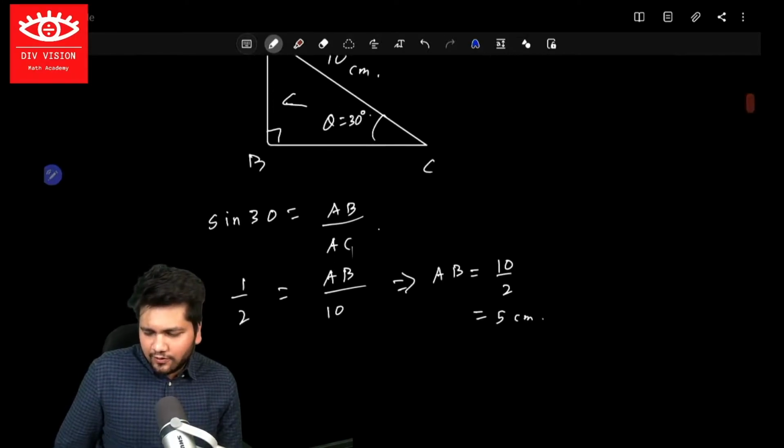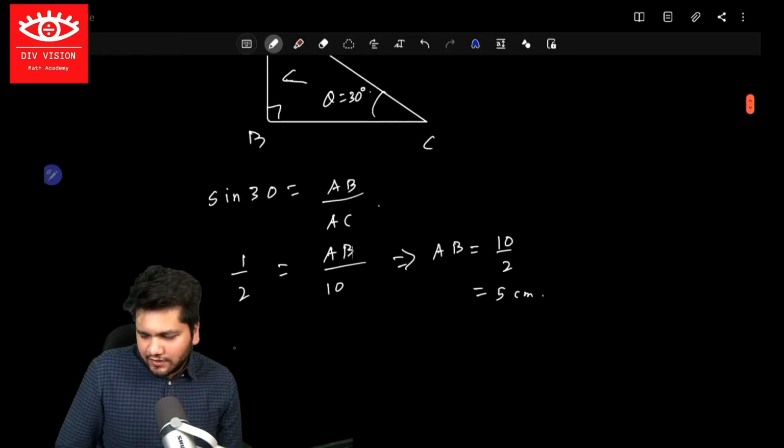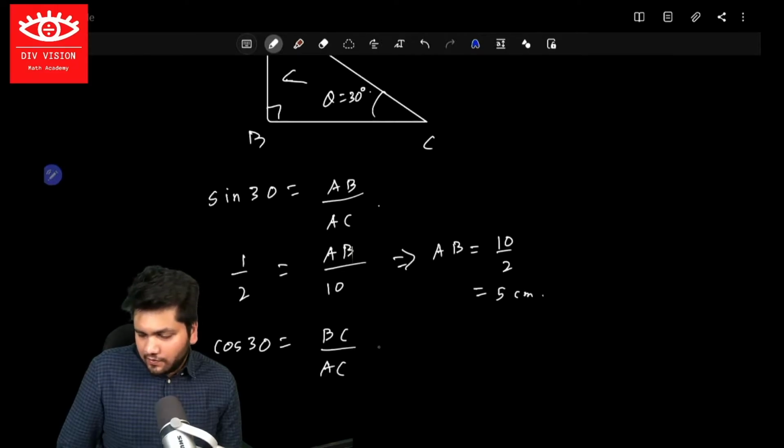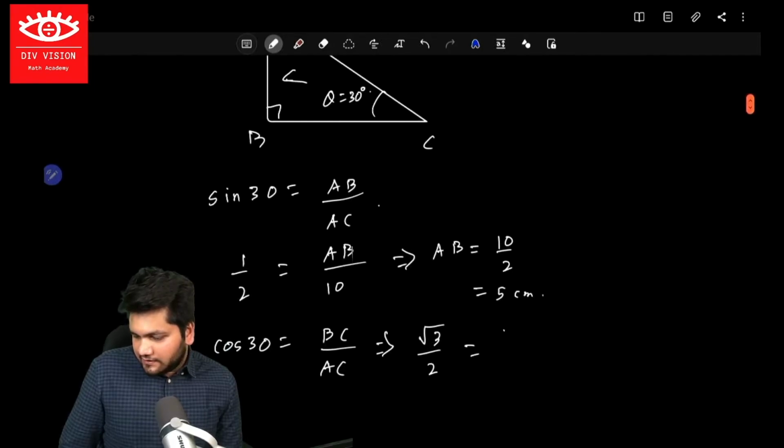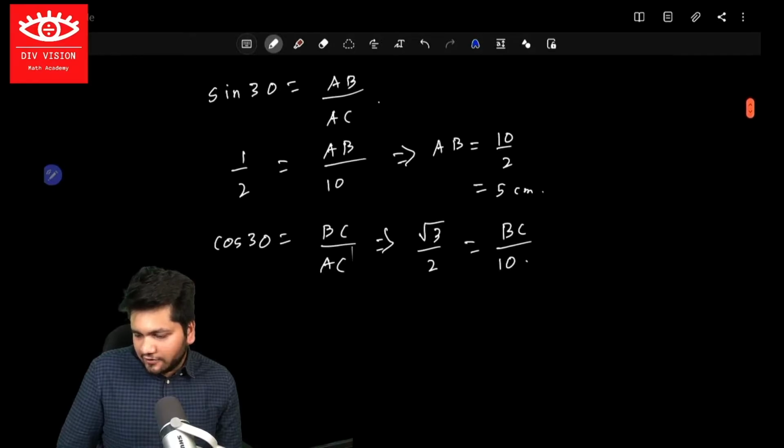For example, if they ask you to find BC, we know that cos 30 is going to be adjacent upon hypotenuse, that's why BC upon AC, which gives me cos 30, and cos 30 is nothing but root 3 by 2. So root 3 by 2 is equal to BC, which is what we need to find, upon AC, which is given as 10. So BC is going to be 10 times root 3 by 2, which is nothing but 5 root 3.